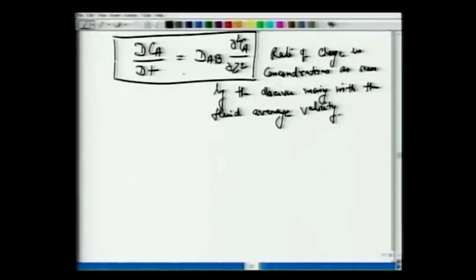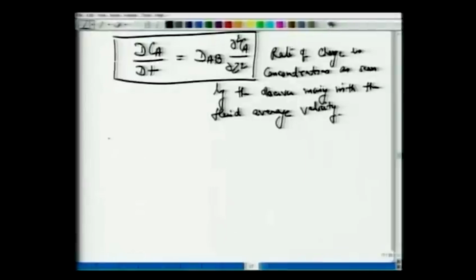So this is again consistent with what we had seen earlier, that the observer, if he moves with the bulk transport average velocity, all he will see is a diffusion flux. On the other hand, if the observer is stationary, he will see two terms here: one due to the bulk transport and one due to the molecular diffusion.